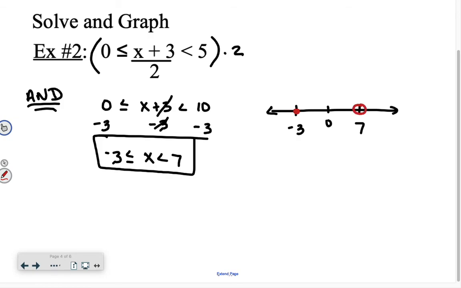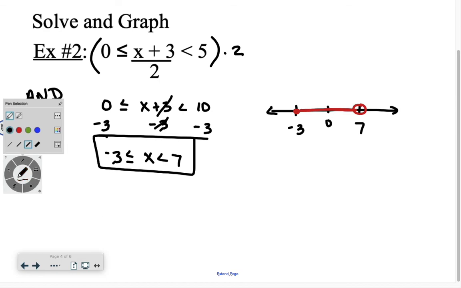And where do I shade? You just draw one between those 2. Right in the middle. X is sandwiched between -3 and 7. All of the numbers between those 2 will work in our original inequality. There's your answers right there. Everything between -3 and 7, including -3 but not including 7, will work out.